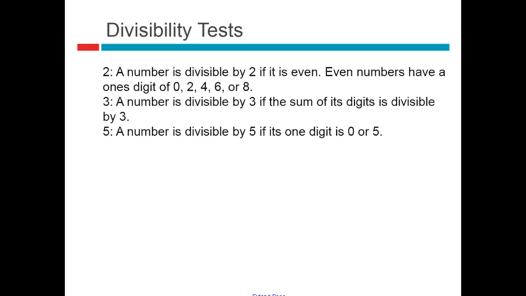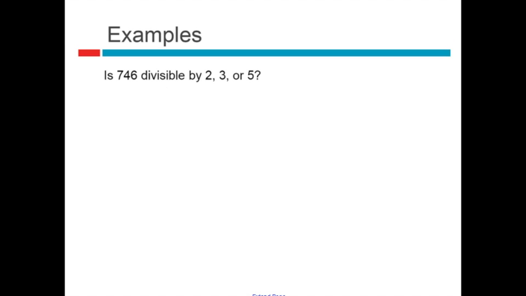A number is divisible by 5 if its one's digit is 0 or 5. So if you count by 5s, 5, 10, 15, 20, 25, 30, all those numbers end in 0 or 5, and they're divisible by 5. So these 3 divisibility tests are really helpful when we are looking at numbers and factoring numbers.